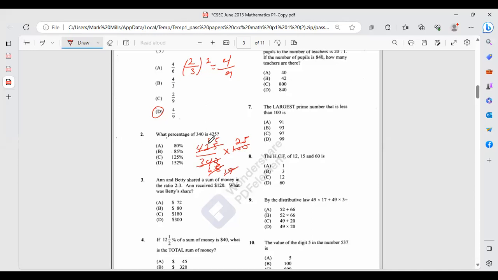17 goes into 17 one time. 17 goes into 85, how many times? 5. So 5 times 5, what do I get? 25. We get 125, right? So the answer is 125%.